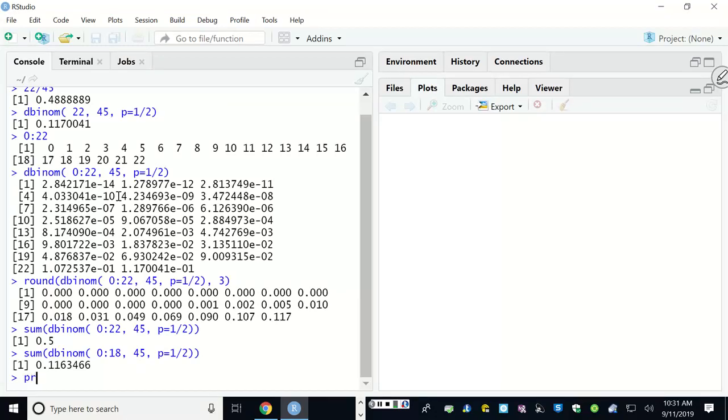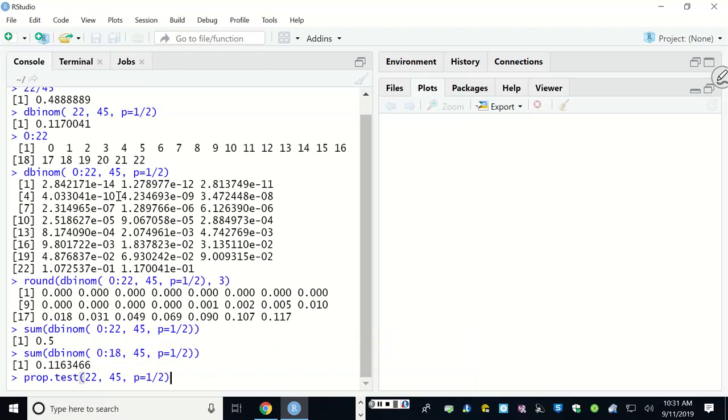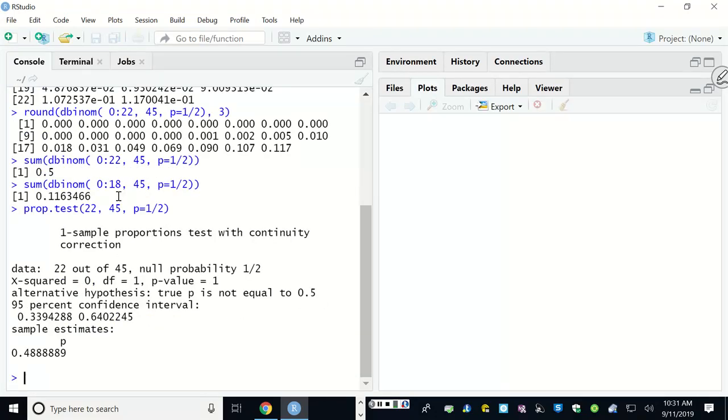There's a proportion test as well that does this. So let's just see. If we put 22 in here, and the 45 trials, and a proportion of 1/2, it gives a p-value that's basically 1. Basically no difference, it looks about equal there. So in this case, yes?